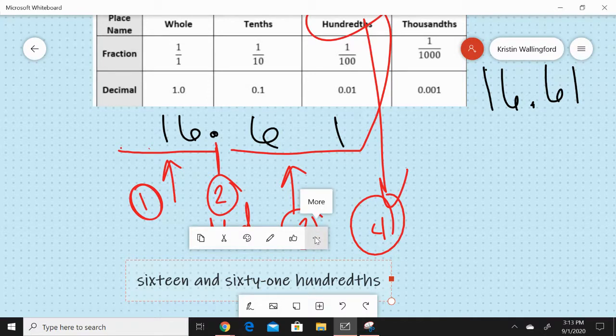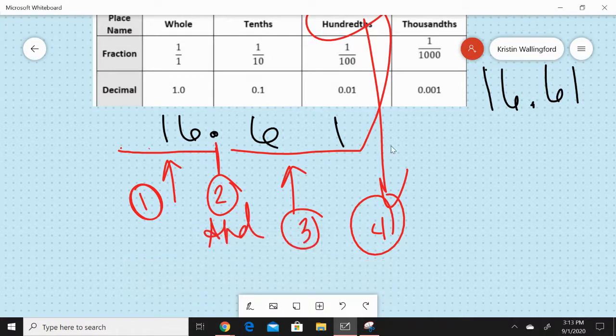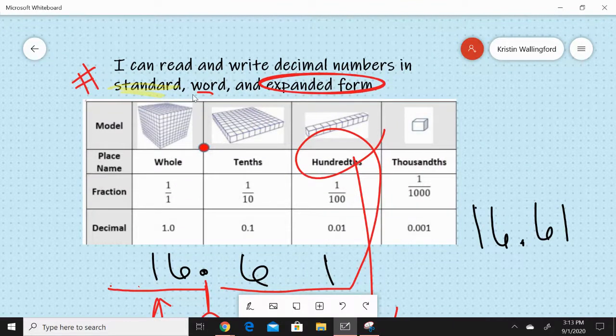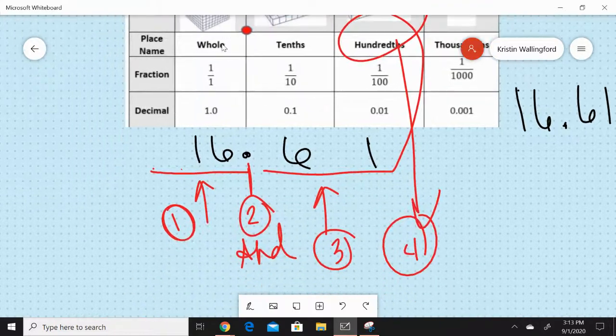All right. So in addition to our I can statement, we just went over word form, how to write it in word form and reading it. Standard form is number form. So you just read the words and write it. So we can practice some of those.